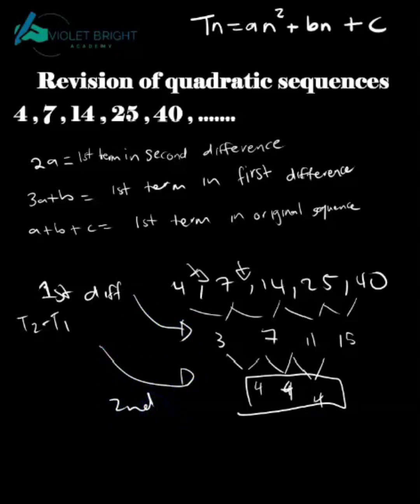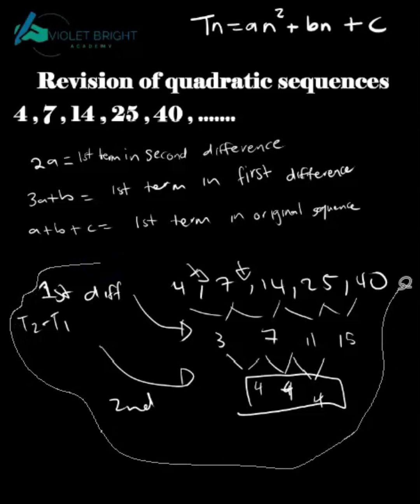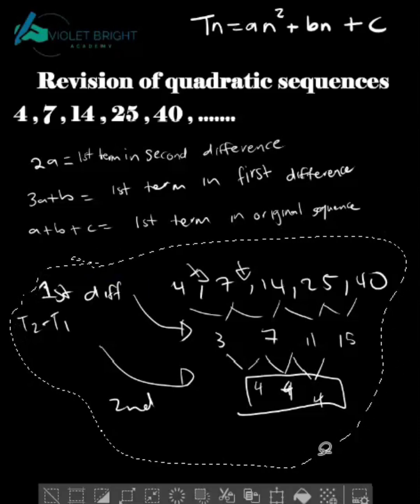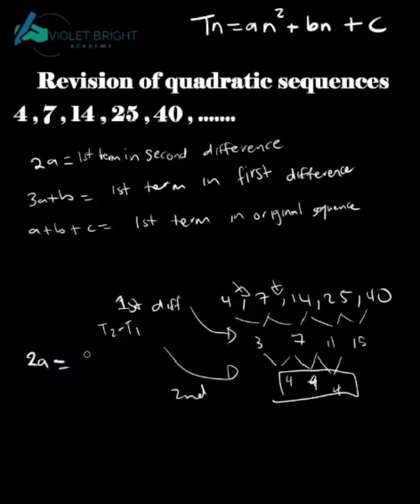You'll understand. So now, let me try to shrink this so that I can get enough space. Proceed. So 2a is equal to the first term of the second difference, so it equals 4. So we now know that, dividing by 2, our a is equal to 2. So we did the first one.